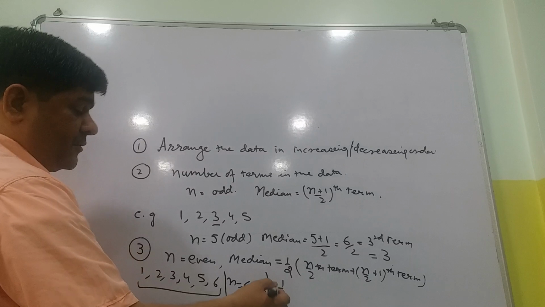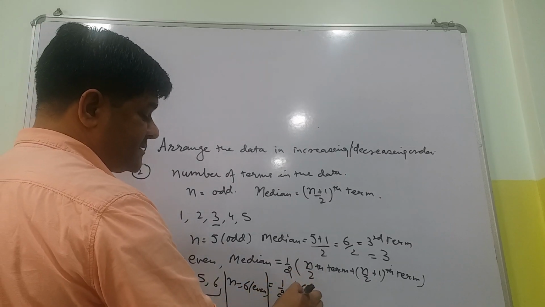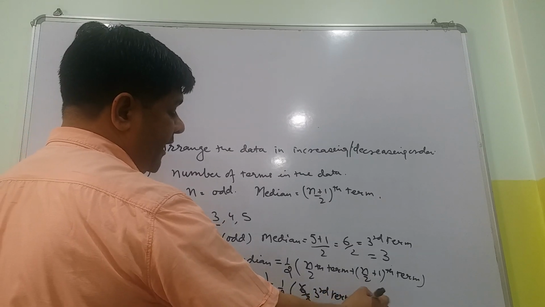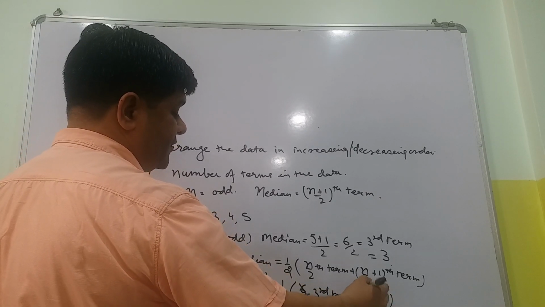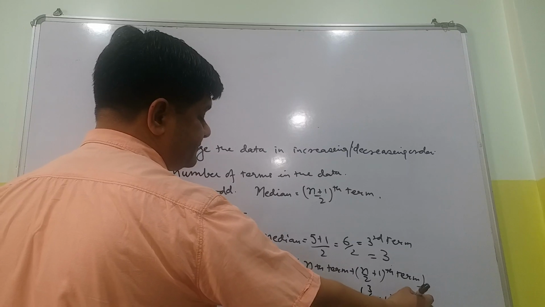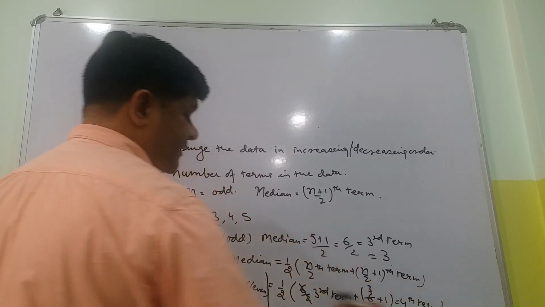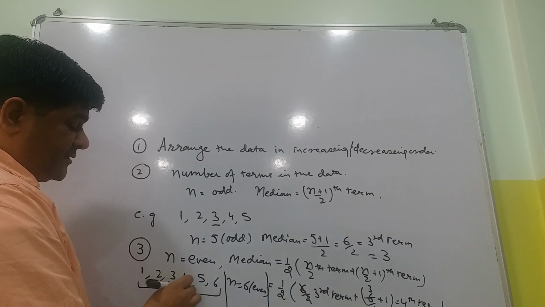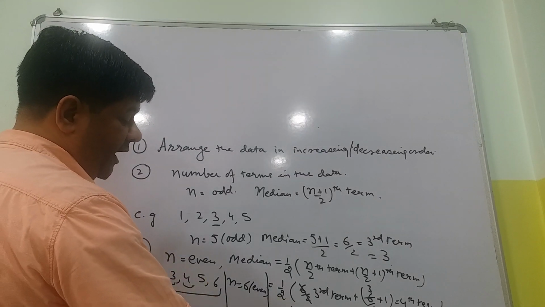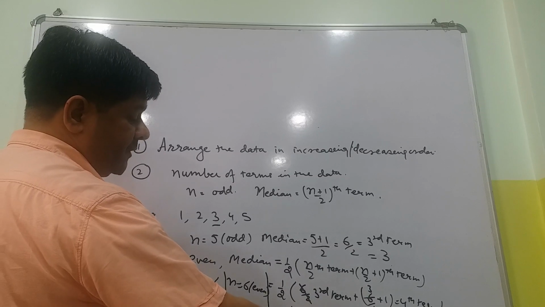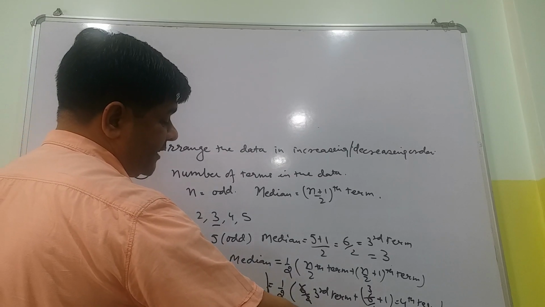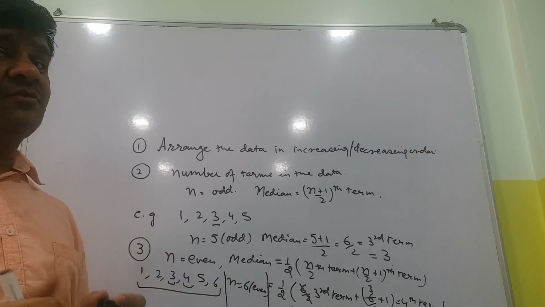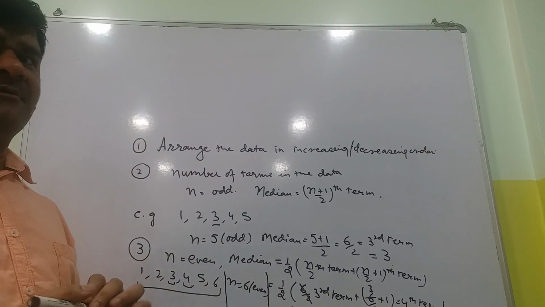So median has the formula half of, number of terms are 6, 6 by 2, that is the third term, and 6 by 2 plus 1, that is the fourth term. So you have to take the average of the third and fourth term. The value of the third term is 3, and this is 4. So half of 3 plus 4, 7 by 2, that is 3.5. This is the median which you have done so far till 9th class, right?